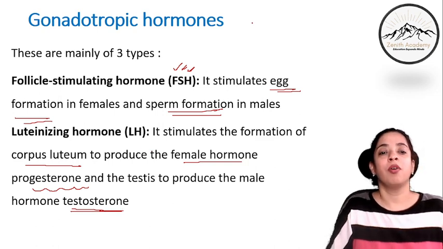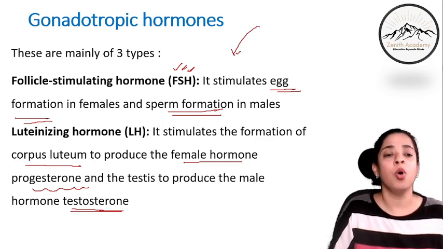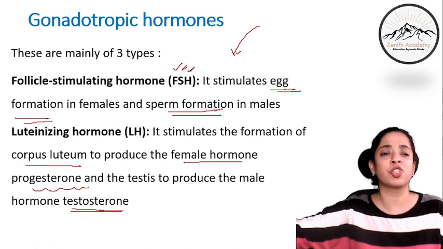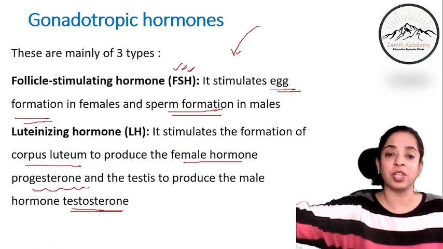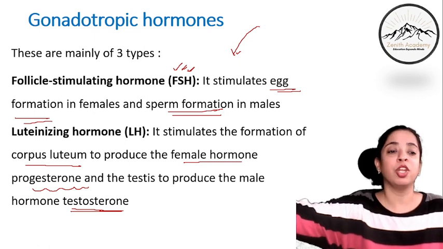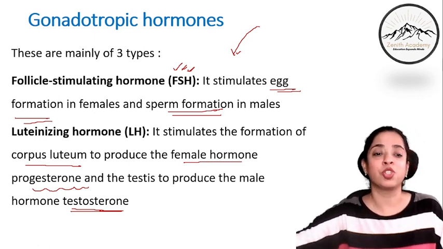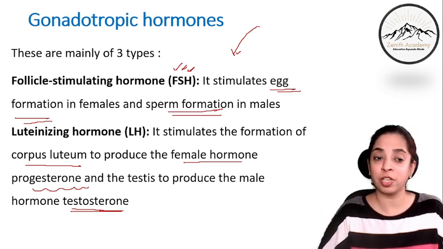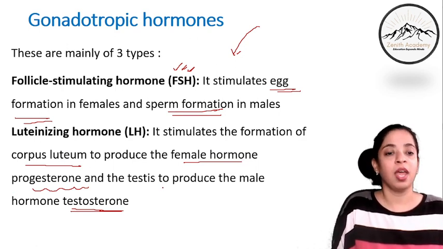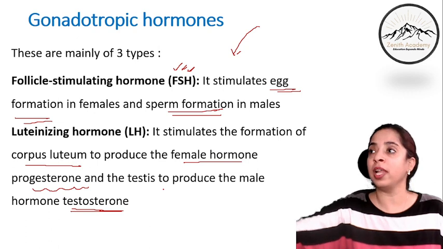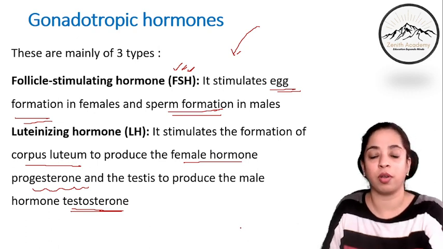So what does follicle stimulating hormone do? Follicle stimulating hormone stimulates the egg formation in females and sperm formation in males, whereas the luteinizing hormone stimulates the formation of corpus luteum to produce the female hormone, which is progesterone, and the testis to produce the male hormone, that is testosterone.